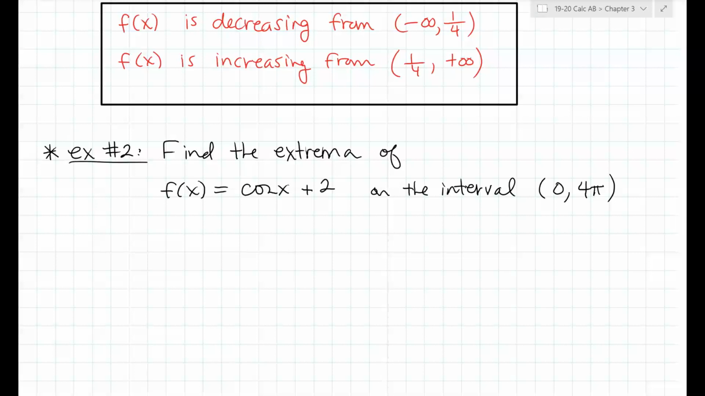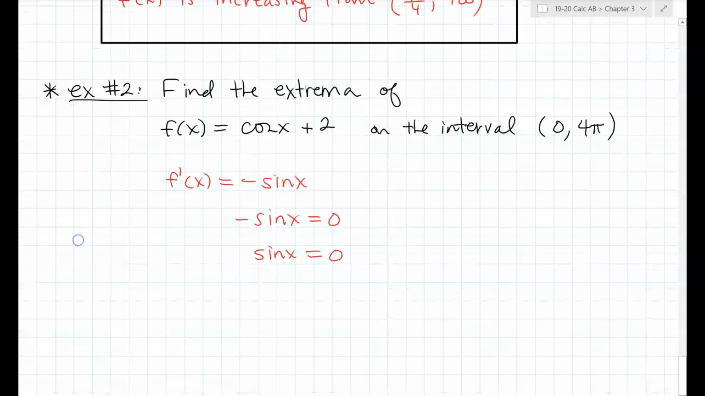If we're going to find extrema, we got to take our derivative. So f prime of x, that's negative sine of x. The derivative of 2 is 0. And then I'm going to set it equal to 0. So negative sine of x equals 0, which means that sine of x equals 0. So what are my x values here?